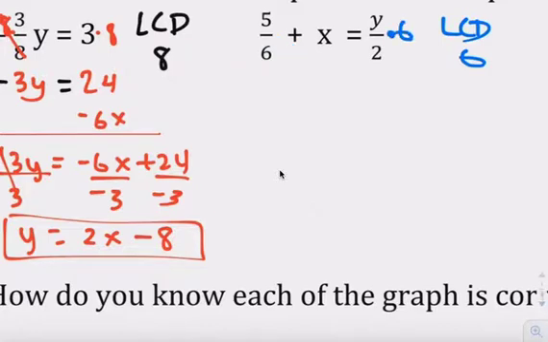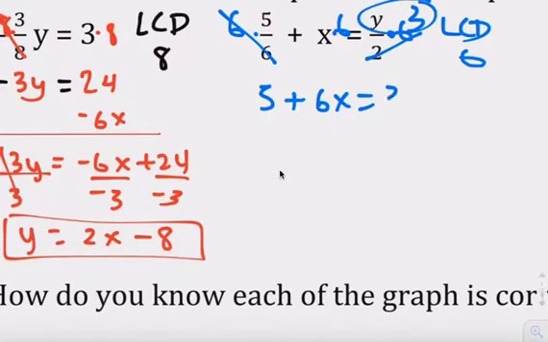Times 6, times 6, times 6. That gives 5 plus 6x equals, cross cancel, that leaves 3. 3 times y is 3y. Okay, divide by 3.